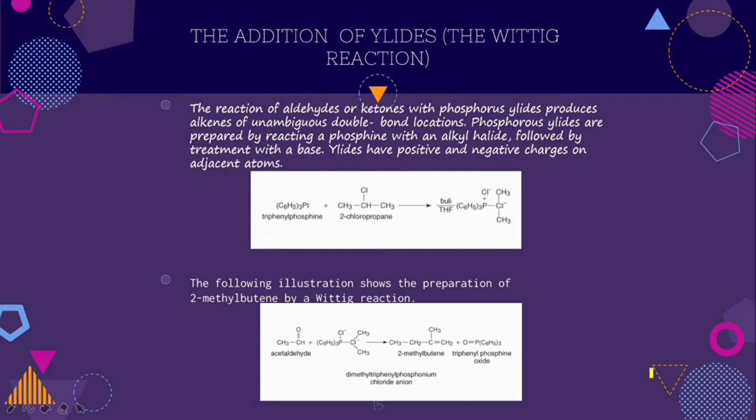Phosphorus ylides are prepared by reacting a phosphine with an alkyl halide, followed by treatment with a base. Ylides have positive and negative charges on adjacent atoms. The following illustration shows the preparation of 2-methylbutene by a Wittig reaction.